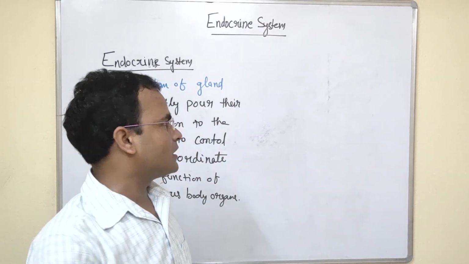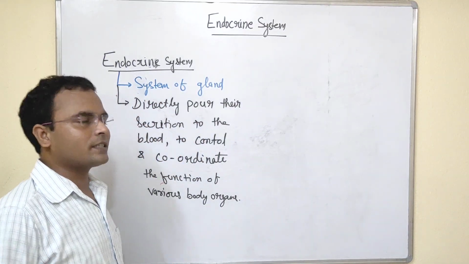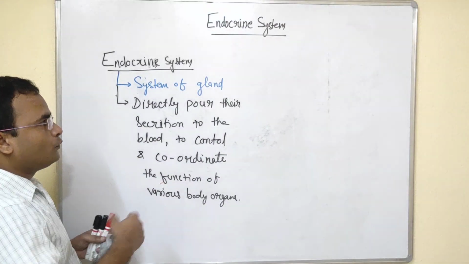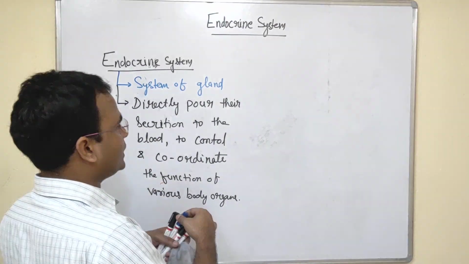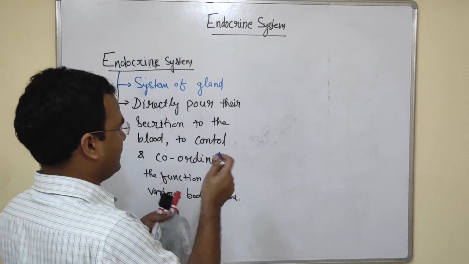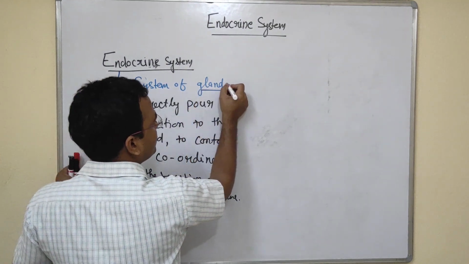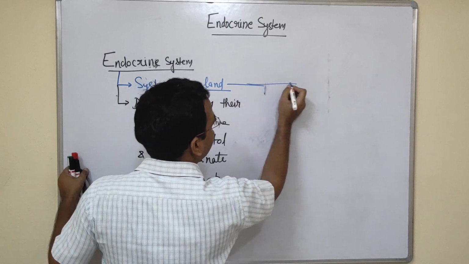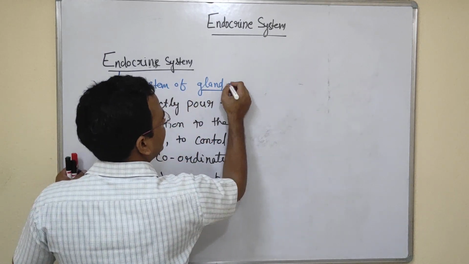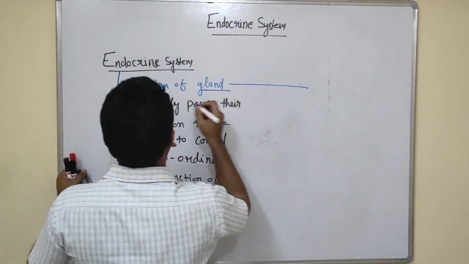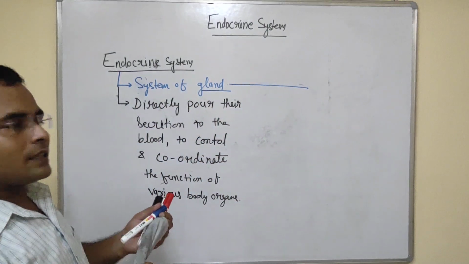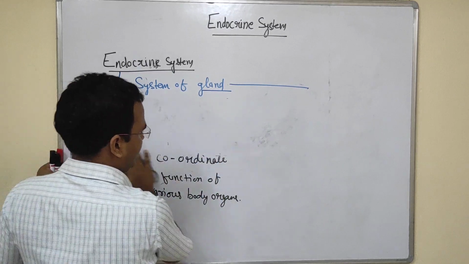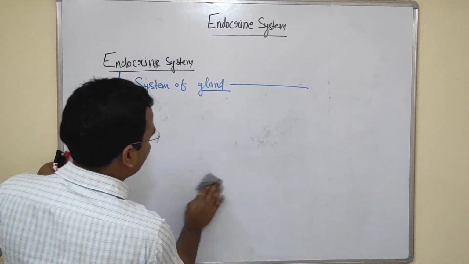So let's start the journey of the endocrine system. Before that, since it's a system of glands, we should know what different types of glands we have. Definitely there are different types of glands. One is the exocrine gland, one is the endocrine gland, and the third type is the heterocrine gland.